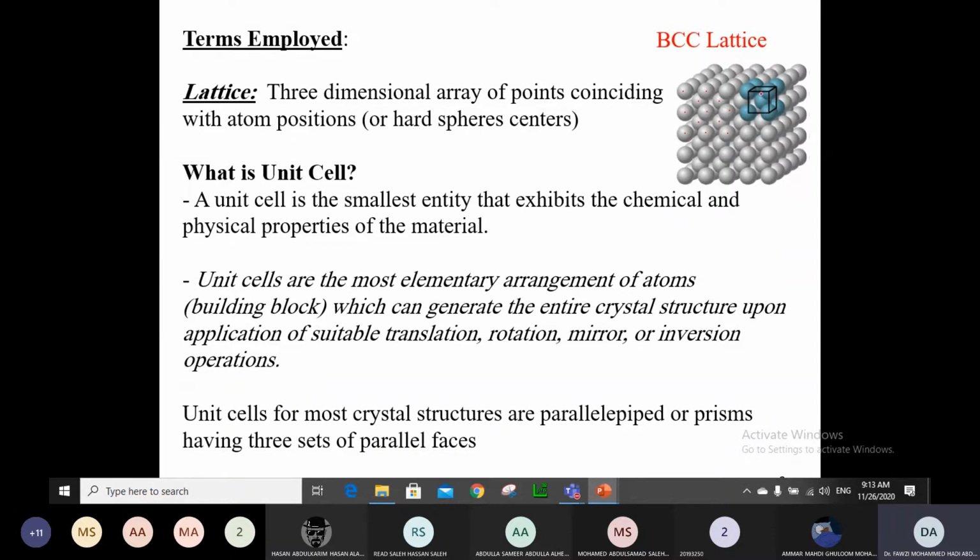And we said last time that the unit cell is the smallest entity that exhibits the chemical and physical properties of the material. It's the building block. Remember, I gave an example of a wall. So we can also refer to it as a building block, which I can use to study the whole material by studying only the unit cell. This actually minimizes the cost of a study when I go to only studying a unit cell, the simplest possible unit entity, which can give me the characteristics of the whole material.